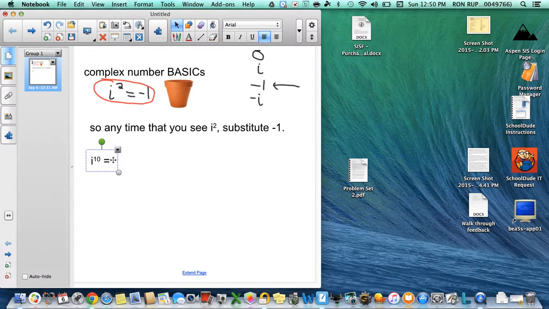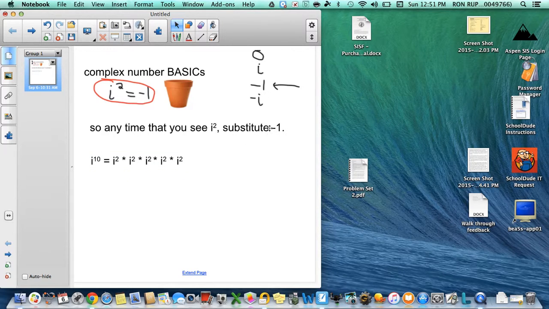But let's look at this. i to the 10th power is i to the second power, five times: i to the second times i to the second times i to the second, and so on. That's because when you multiply like variables that have exponents, you add their exponents. 2, 4, 6, 8, 10. So i to the 10th is the same thing as i squared 5 times.